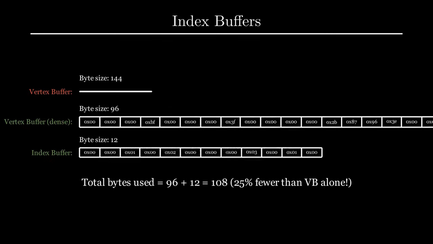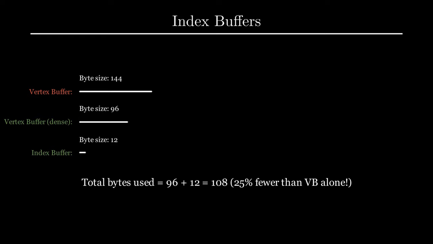By removing duplicate vertices, we reduced the size of our vertex buffer to 96 bytes. We had to add 6 new index buffer values, but each one of those only takes up the space of a 16-bit integer, for a grand total of 12 bytes of index data. The total memory for the square is now 108 bytes, which is 25% smaller than the original size.